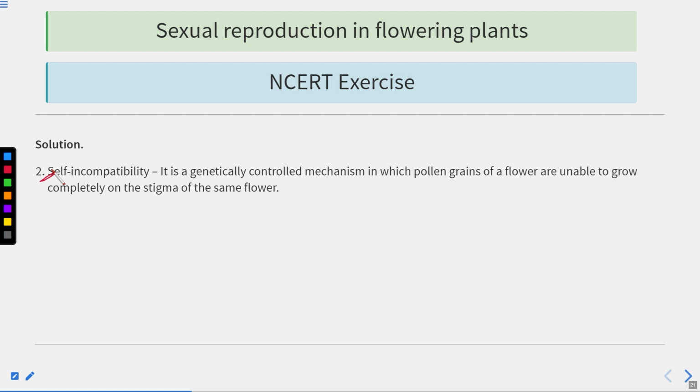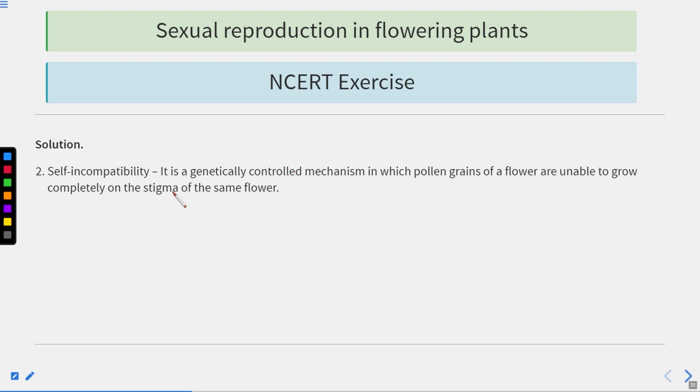So what is happening here? It is a genetically controlled mechanism in which the pollen grains of a flower are unable to grow completely on the stigma of the same flower. Clear? So next one is the self-incompatibility.